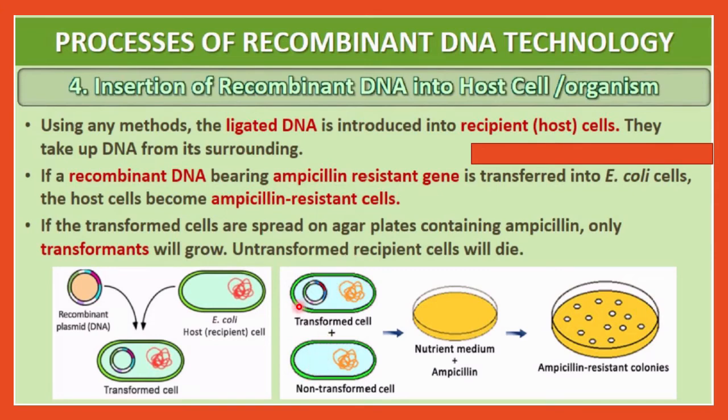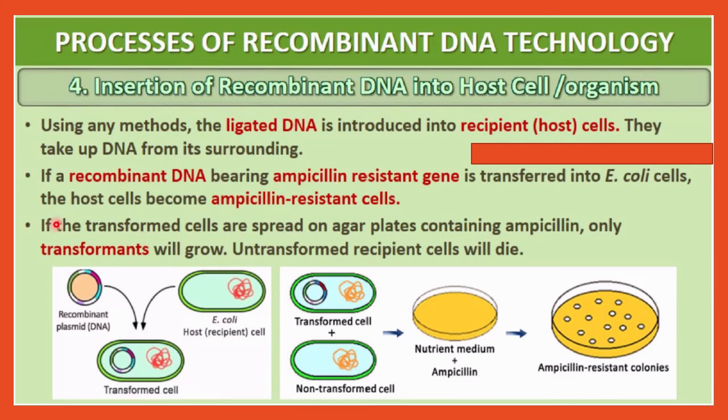Whereas here, due to the entry of this resistance gene, the transformed cell will show ampicillin resistance. So if you grow this type of bacteria on nutrient medium containing ampicillin, only the resistant colony will grow, and then you can definitely say this is the transformed cell. The non-transformed cell will not grow here, because it cannot withstand ampicillin as it is not resistant. This way you can select the transformed and non-transformed cells.